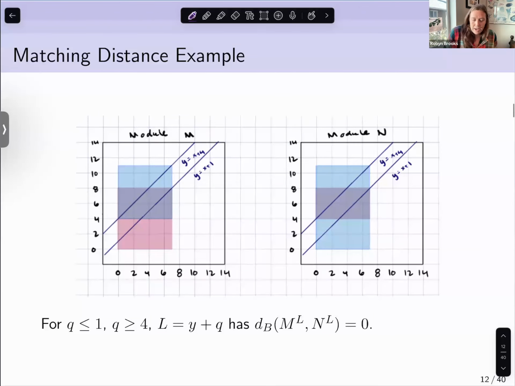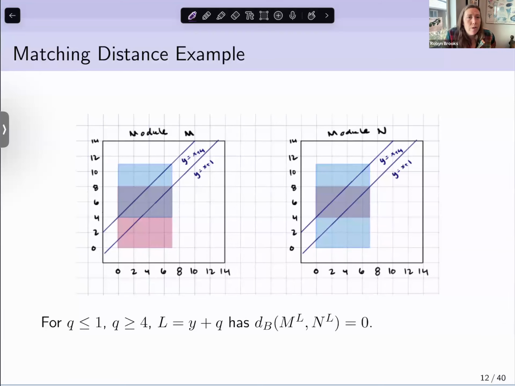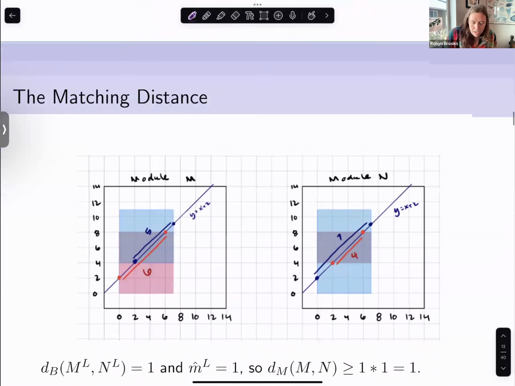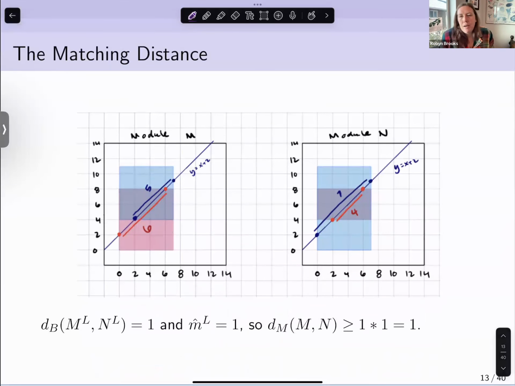This is not the only diagonal line, nor line in general, where this is true, but specifically for diagonal lines, I can see all the diagonal lines outside of this region in the middle. I'm going to get the same module when I restrict to that line for M and N. So they all will have bottleneck distance 0. Okay. So if we want a diagonal line where the modules aren't identical, I can look at this line here, y equals x plus 2. And I see I don't actually have identical modules, so I can compute the weighted bottleneck distance for this line.